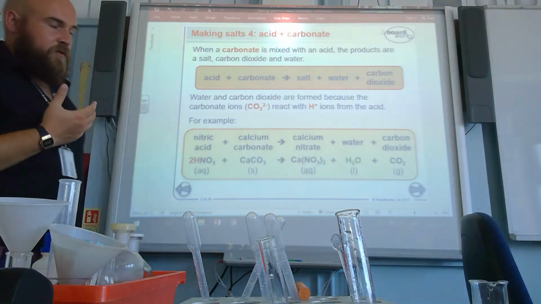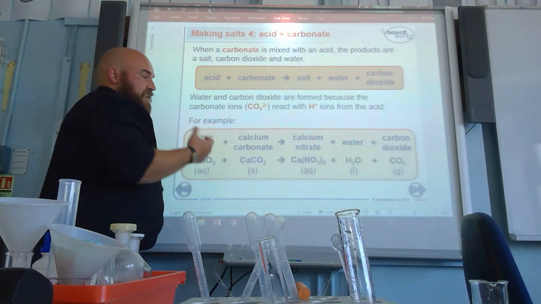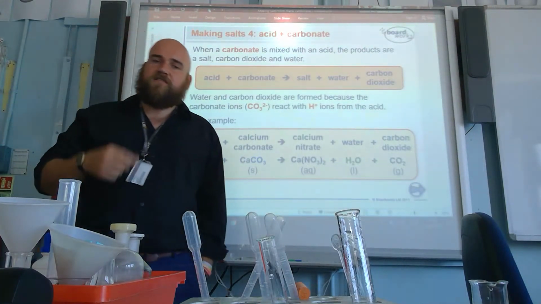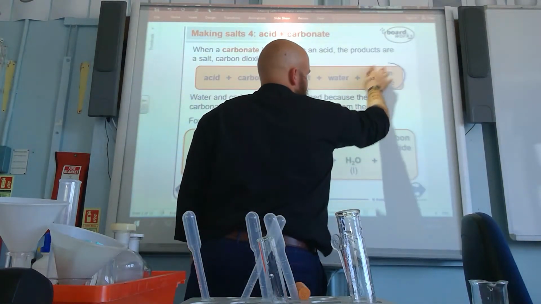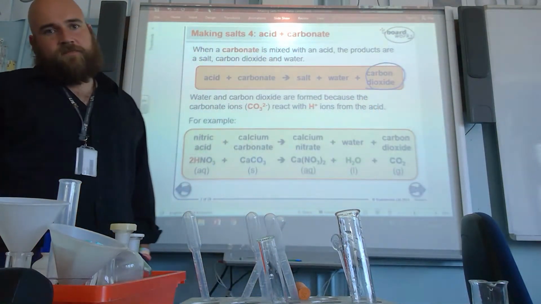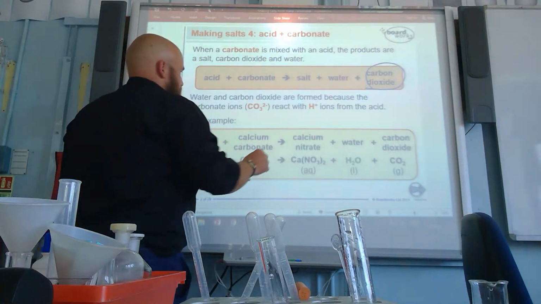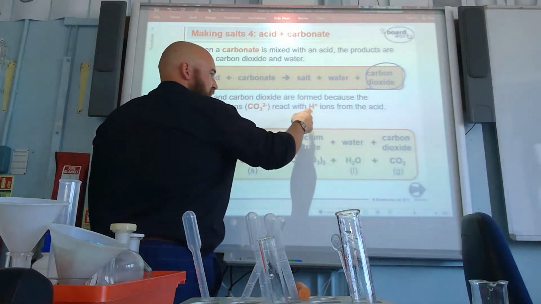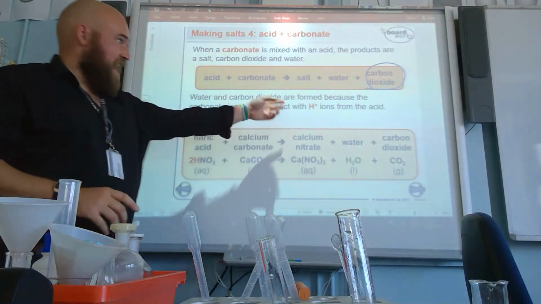So what is the equation for an acid plus a carbonate? So an acid plus a carbonate, you get a salt. You still get a salt, all right? Because any acid reaction makes a salt. But this time, as well as getting water, you get carbon dioxide produced. And carbon dioxide is a gas. So it tells you here that water and carbon dioxide are released because the carbonate ions react with H plus ions, and the H plus ions come from the acid. Remember, any acid is a source of H plus ions.